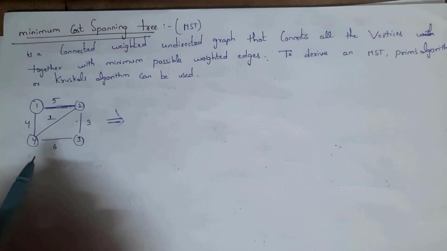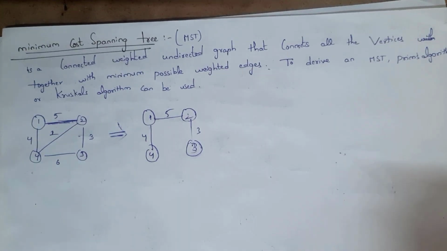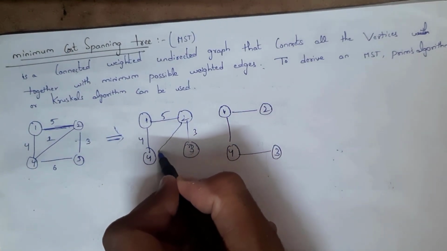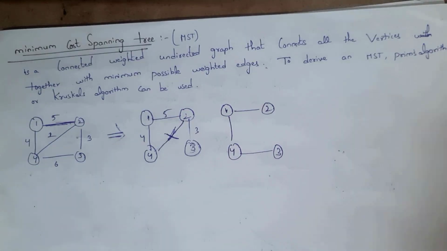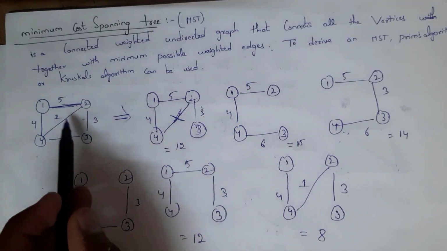What are the possible spanning trees for this graph? 2, 3, 5, 3, 4. This is one spanning tree. This is another spanning tree. Guys, if I connect these 2 and 4 vertices, then it will form a cycle. So I should not connect this. This is another spanning tree. So these are the possible spanning trees for this particular graph.